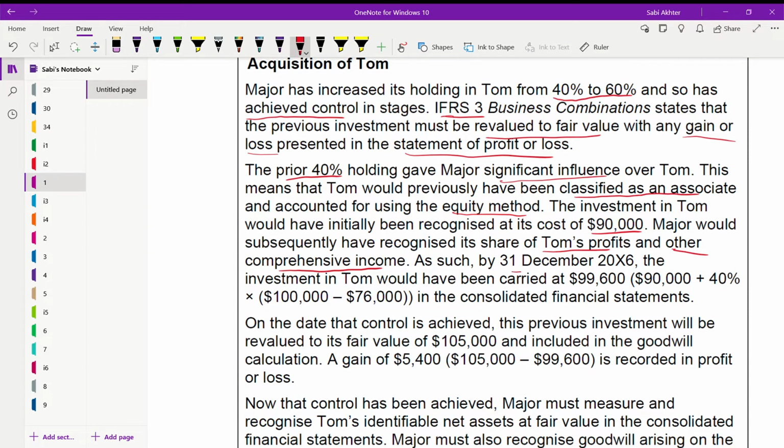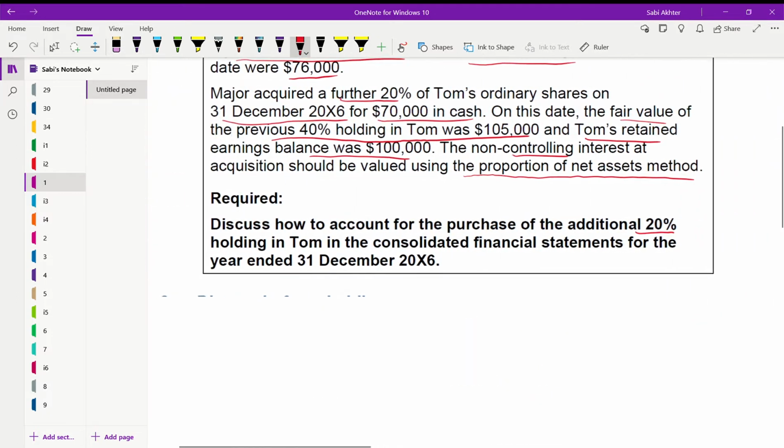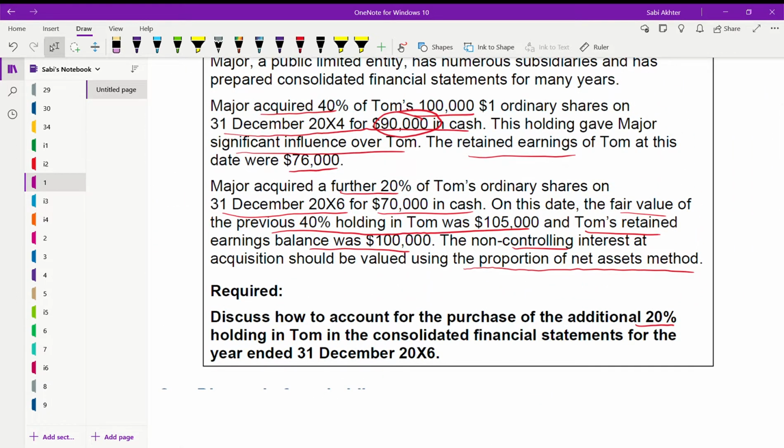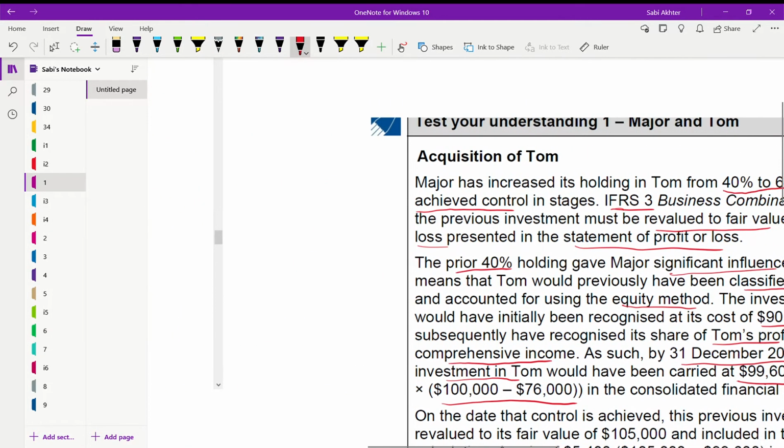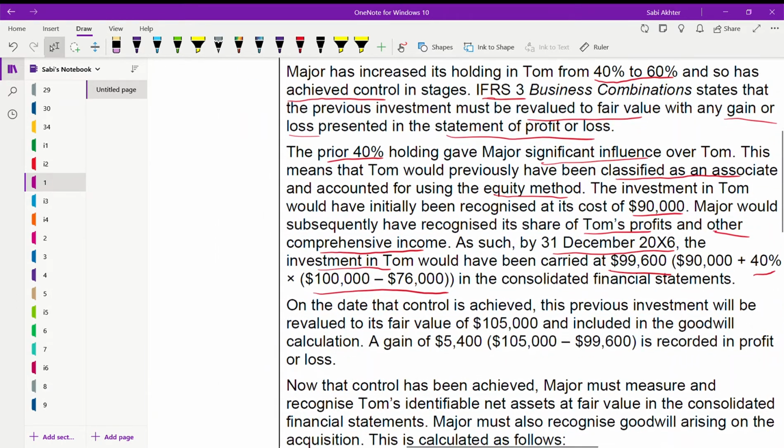So as such, by 31st December 2006, remember you have to write the dates also. Write the dates at which date you are calculating what. So at 31st December 2006, the investment in Tom will be carried at 99,600. How? Because associate is 40%. You have to take the post acquisition profit that you have to add with the 90,000. 100 minus 76. So 100 was the retained earnings now, and at acquisition the retained earnings was 76. So that difference, post acquisition profit, you have to take 40%. This will be in the consolidated financial statements.